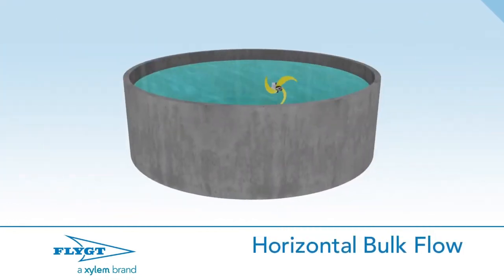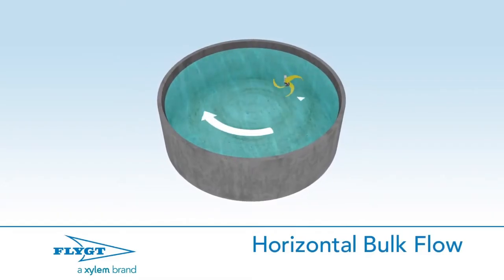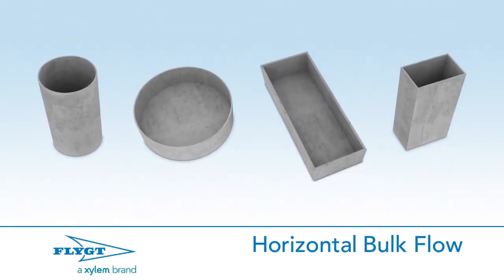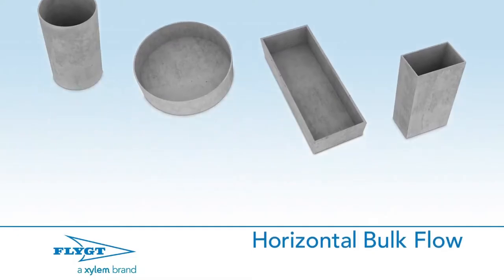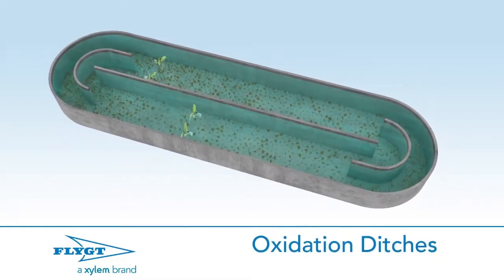Round tanks that are wider than they are tall are most efficiently mixed with bulk flow in their horizontal plane. Every tank shape has an optimal bulk flow pattern. The designer's challenge is to determine how to create that bulk flow reliably, using the least amount of equipment and energy. Bulk flow is also important in special applications, such as oxidation ditches.